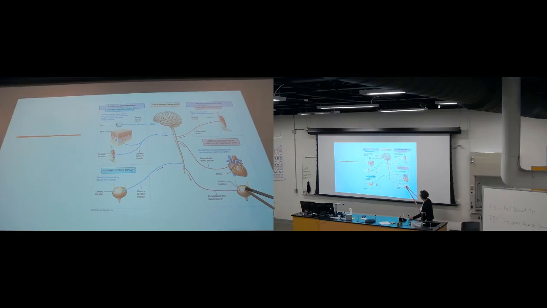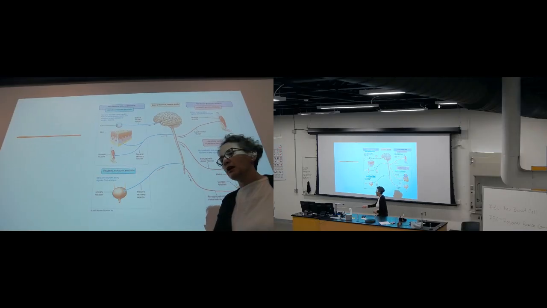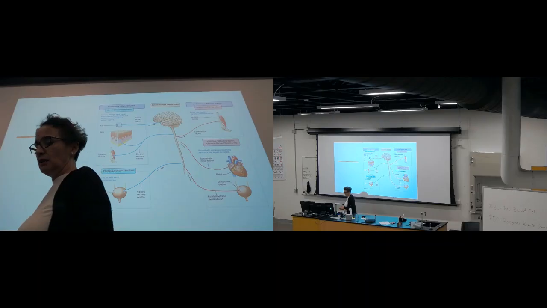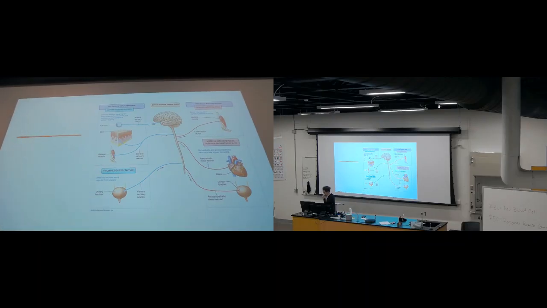In this case, this neuron will be a parasympathetic motor neuron, and in this case, for the heart, a sympathetic motor neuron. So we have three neurons: lower motor neurons, sympathetic motor neurons, and parasympathetic motor neurons in the somatic and the ANS divisions. Questions?